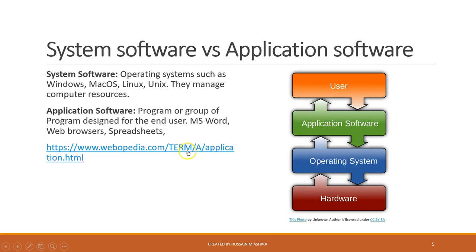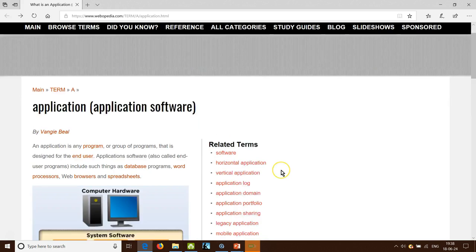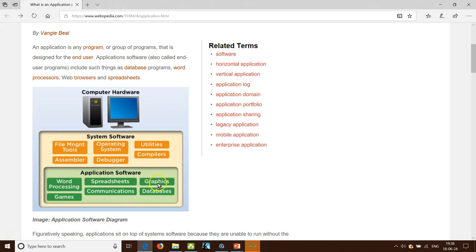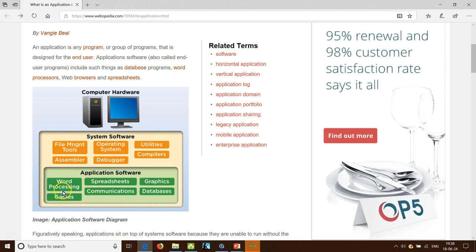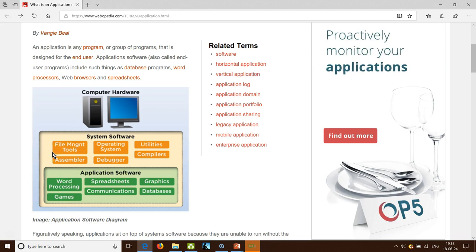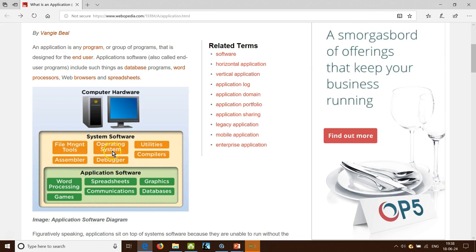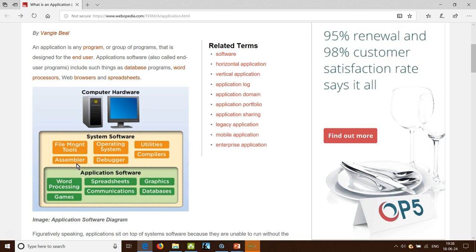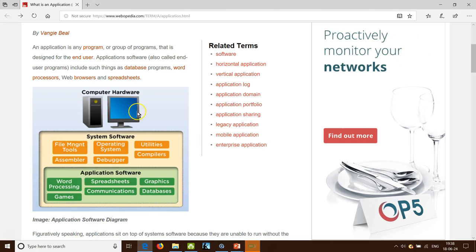Let's look at the definition here. Application software, right? So here we have application software like word processing, spreadsheets, graphics, databases, communications, games, etc. Whereas system software, which is the foundation of the application software, will have file management tools, operating system itself, and utilities, compilers, debugger, assembler, right? And everything sits on the computer hardware. So let us go back.